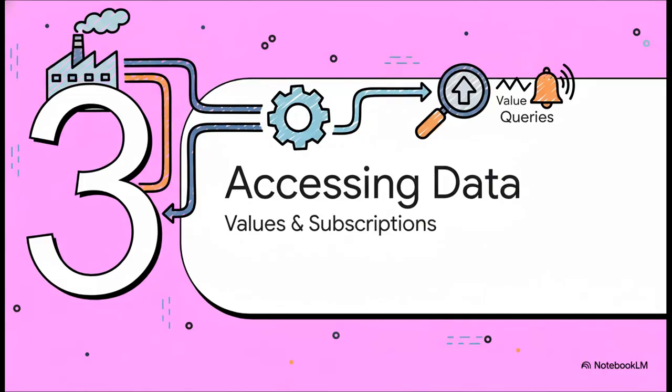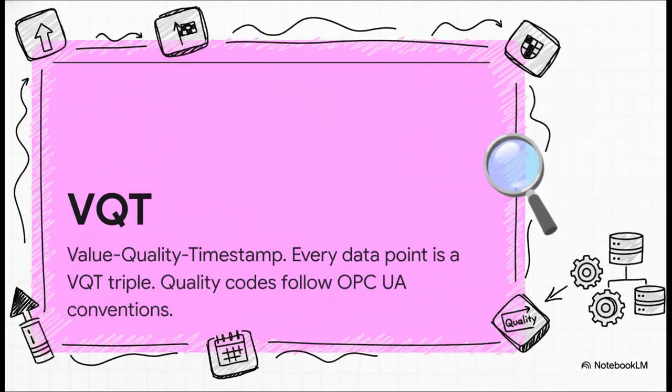Okay, so that's how the data is structured. Now let's talk about how our applications can actually get that data out. There are really 2 main ways: direct value queries and subscriptions. At the core of all data access in i3X is the VQT triple. That's value, quality, and timestamp. Every single data point comes in this format. And to make life easier and promote interoperability, the quality codes follow the well-established OPC UA conventions, which should be very familiar to all of you.